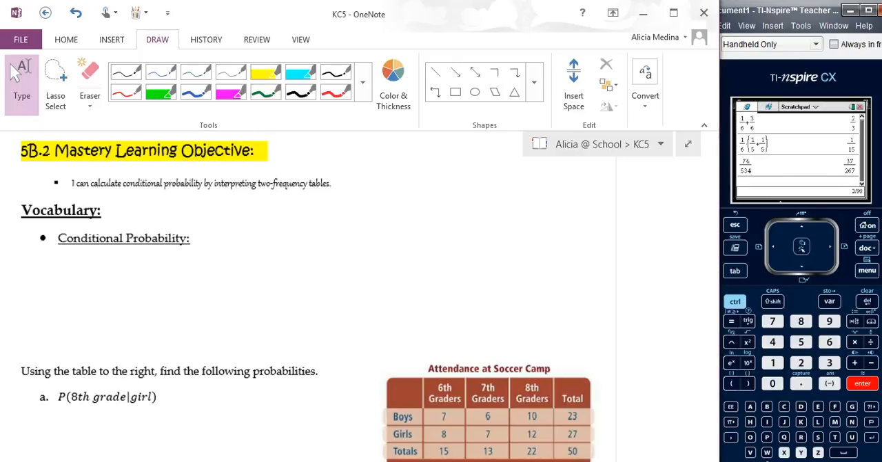Hey guys, in this video we're going to be covering Target 5B.2. Our Math 3 learning objective is: I can calculate conditional probability by interpreting two-way frequency tables.